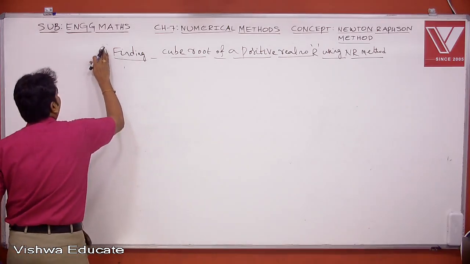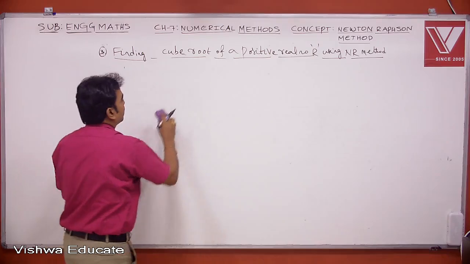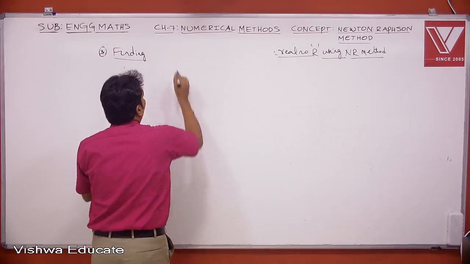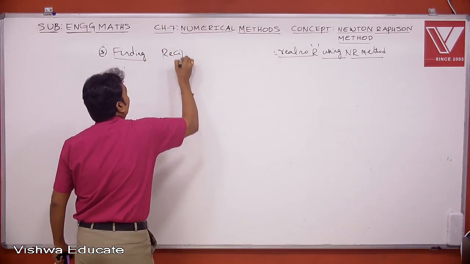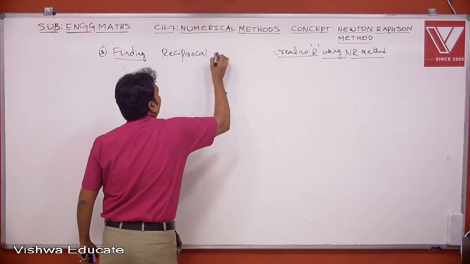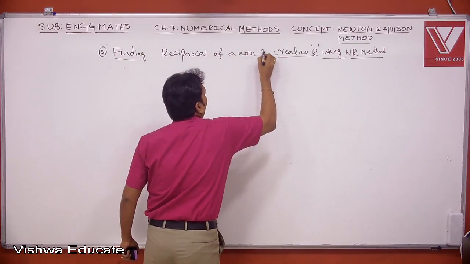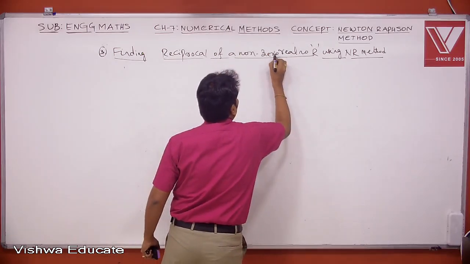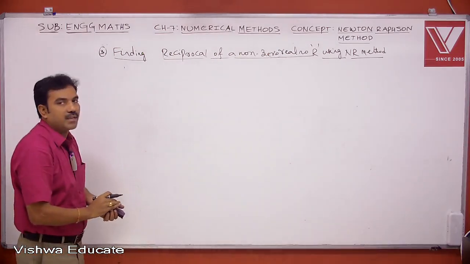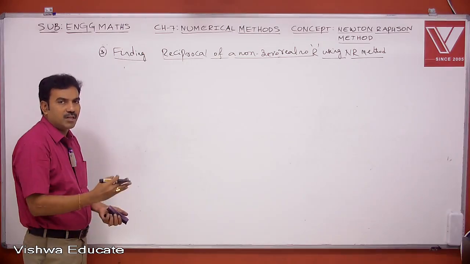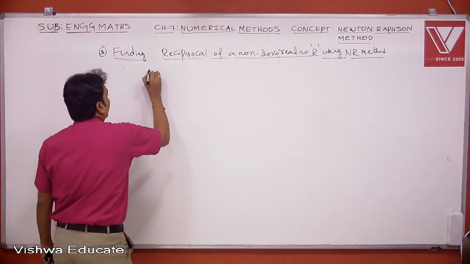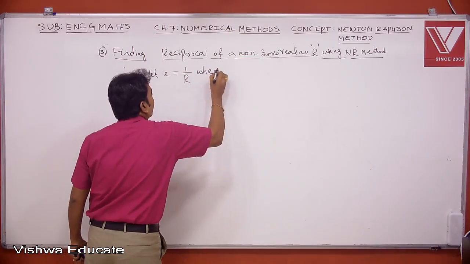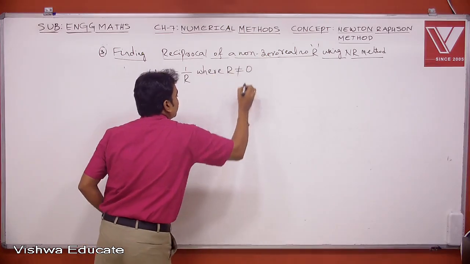Now the third concept is finding reciprocal of a non-zero real number capital R. Finding reciprocal of a non-zero real number R using NR method. Reciprocal means 1 by R. That's why R should not be 0. So let us take x equal to 1 by R, where R is not equal to 0.